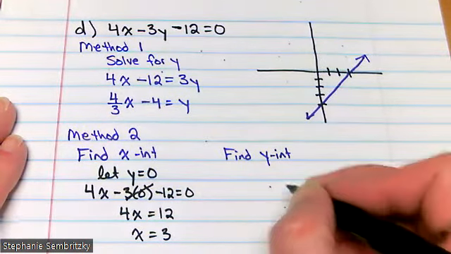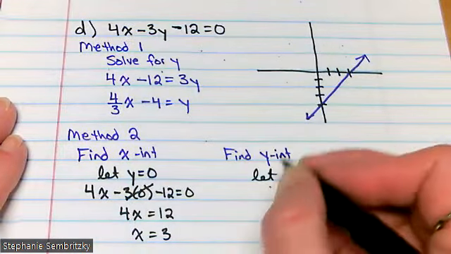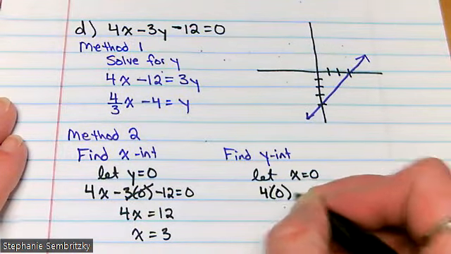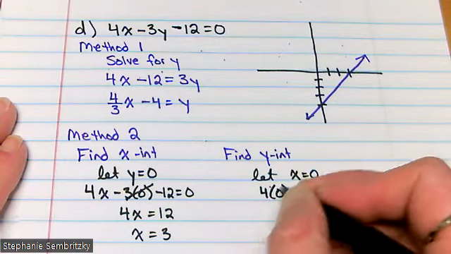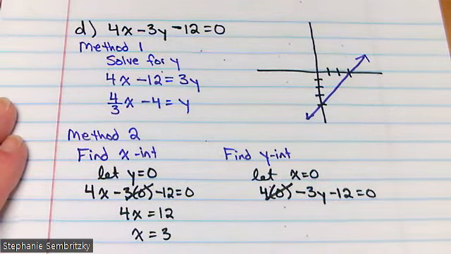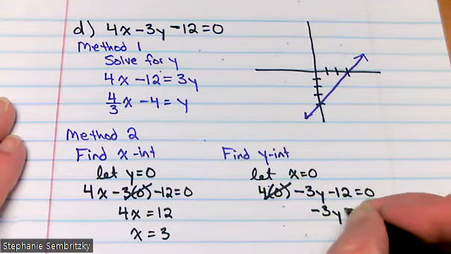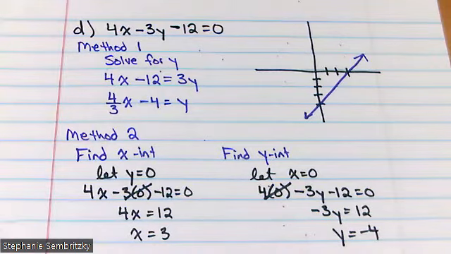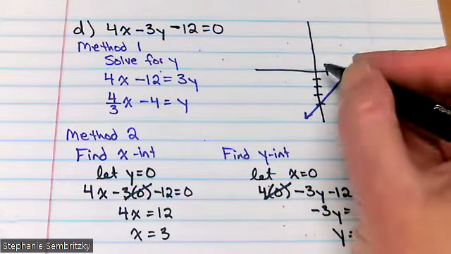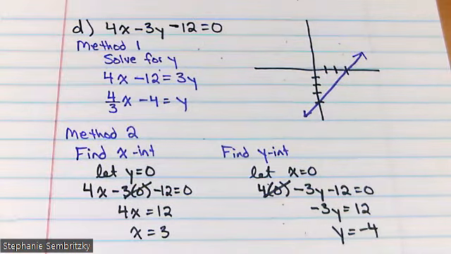Now to find your y-intercept, you let x equals 0. So I'm going to replace that x with a 0. And guess what happens to the term that had the x? It's gone now. And I would have negative 3y equals 12. Y equals negative 4. Y-intercept of negative 4. X-intercept of 3. Makes it really fast to graph.